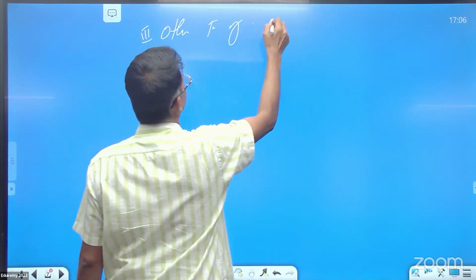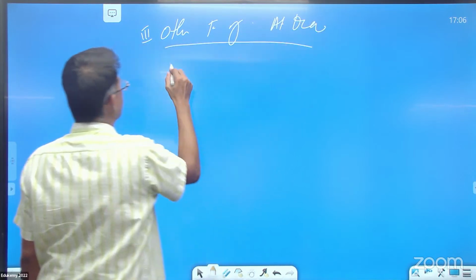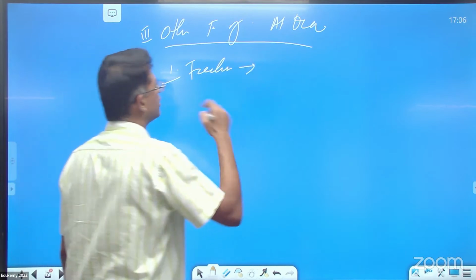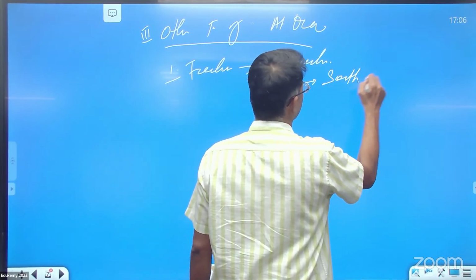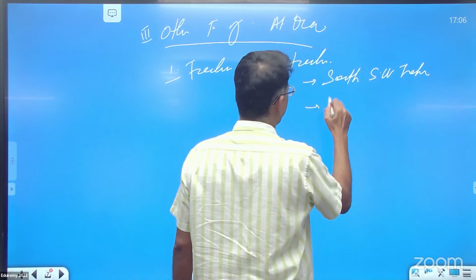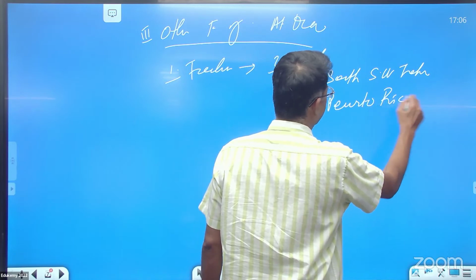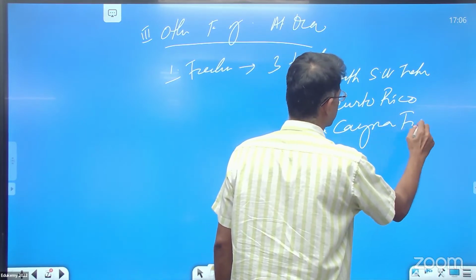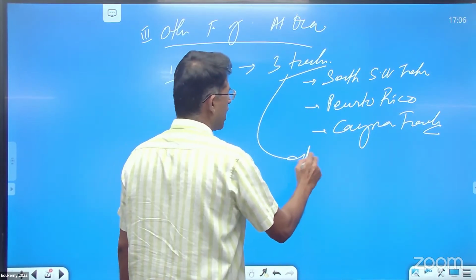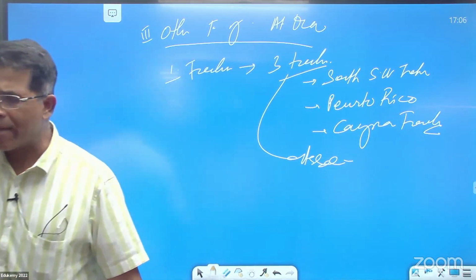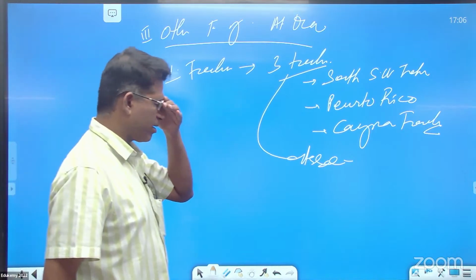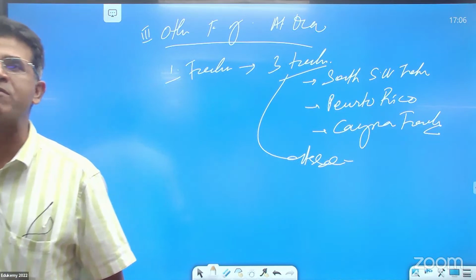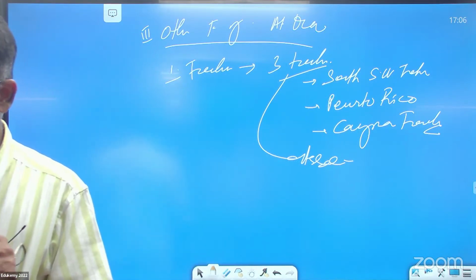Other features of the Atlantic Ocean. Number one is trenches. There are mainly three trenches. We have the South Sandwich Trench, the Puerto Rico Trench, and the Cayman Trench. And these trenches are associated with minor plates, small plates. The Atlantic Ocean does not have too many subduction locations.